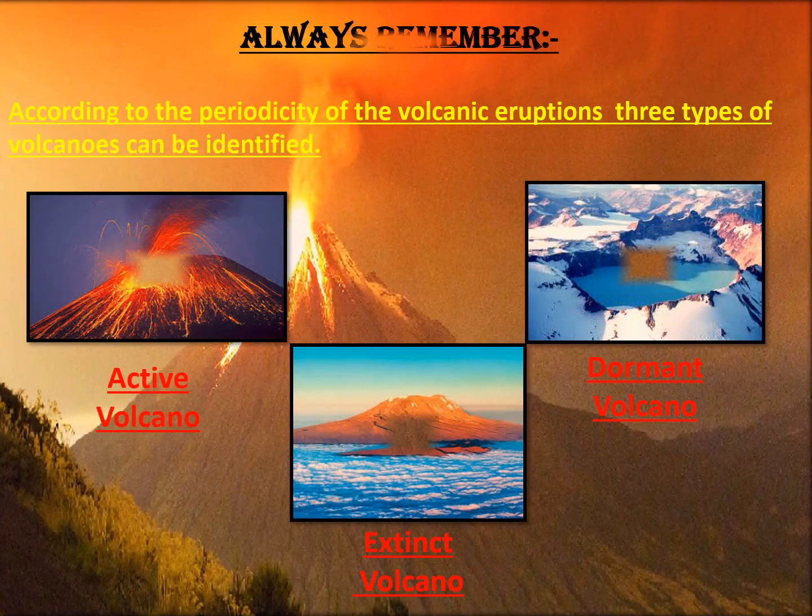So students, as we know, when hot solid, liquid and gaseous material are thrown out from the mantle of the earth onto the surface of the earth, it is called volcanic eruption. According to the periodicity of volcanic eruption, there are three types of volcanoes. The first one is active volcanoes. Volcanoes in which eruptions take place regularly even in today's time are called active volcanoes. For example, Mount Fujiyama in Japan and Mount Stromboli in the Mediterranean Sea.